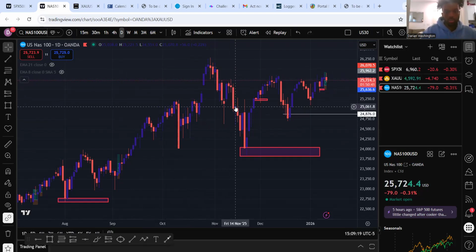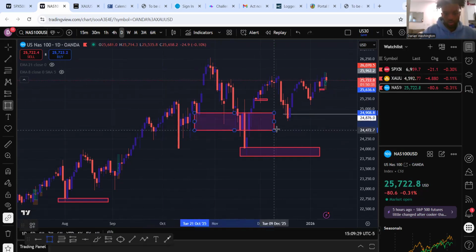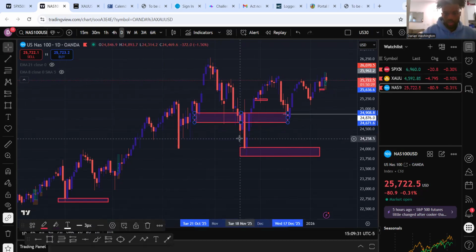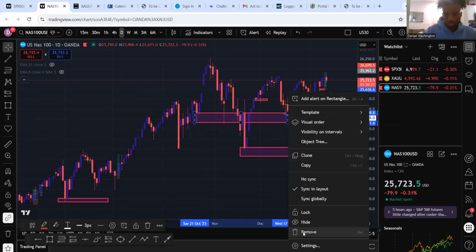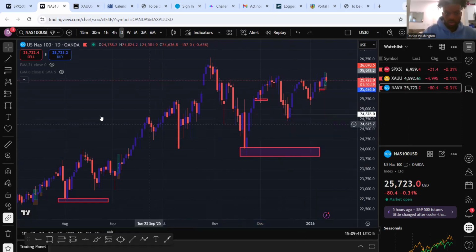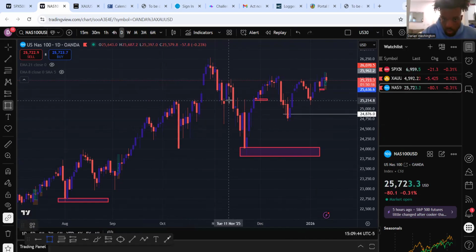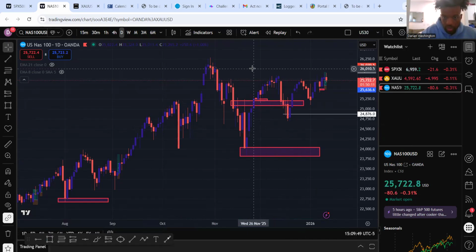This is more of a break of structure on the 4 hour because the higher low for the daily is right here. So once this little area right here was broke, this candle close right here, technically I was bearish on the daily time frame. So I would remove this, I would remove this, and I would mark this right here. Overall bearish on the daily time frame.